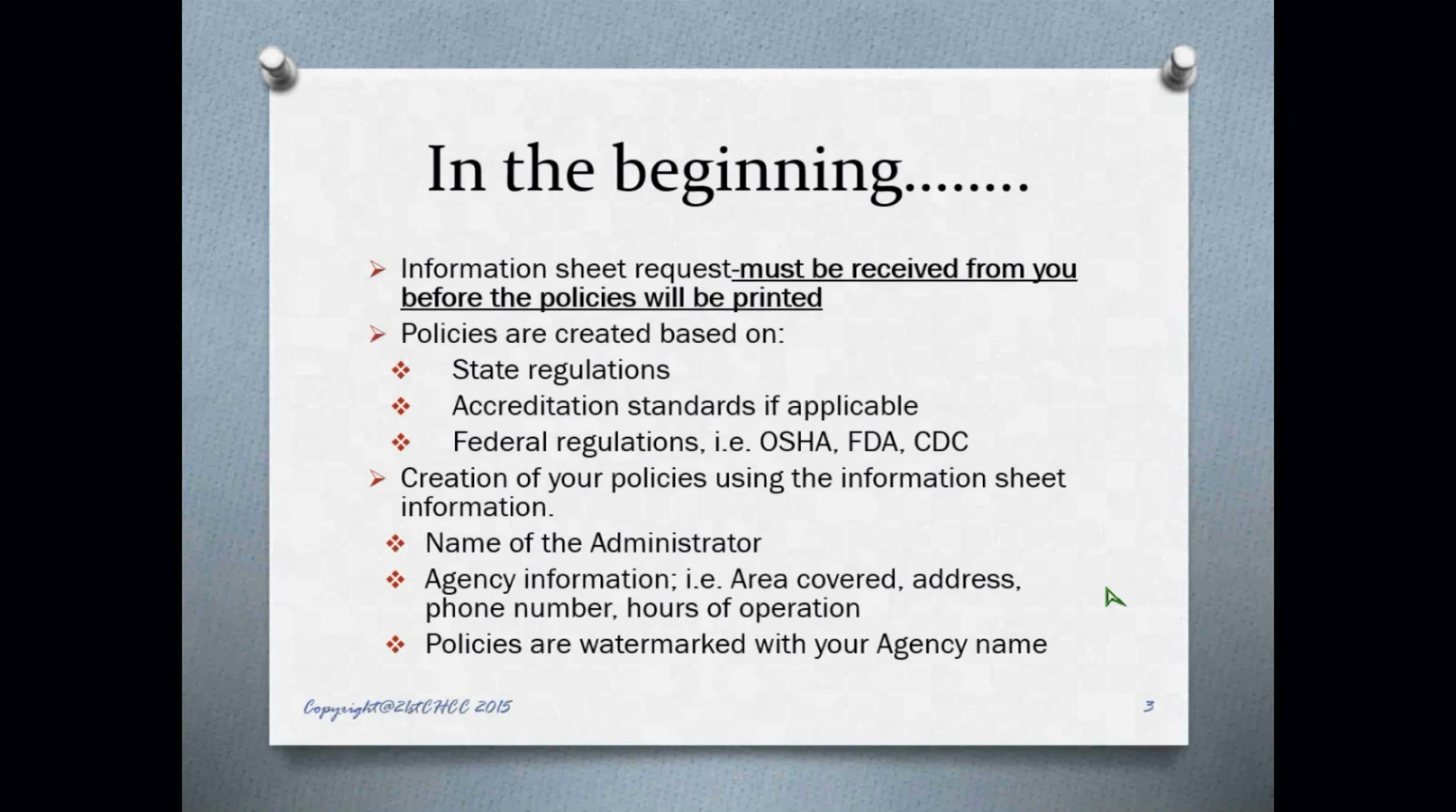So inside those policies that we've written, first of all, they're going to be based on both your state regulations and the accreditation standards that you're going to be going through, CHAP or possibly ACHC. We're also going to ensure that there are policies to make sure you're compliant with some of the federal regulations, not only Medicare, but also OSHA, the FDA, the CDC. So when we create your policies, we customize them to include the name of your administrator, your agency information, things like the counties that you cover, your agency address, phone number, hours of operation, all of those unique things about your agency. And then finally, we're going to watermark your policies with your agency name. Those will be across each one of your policies.